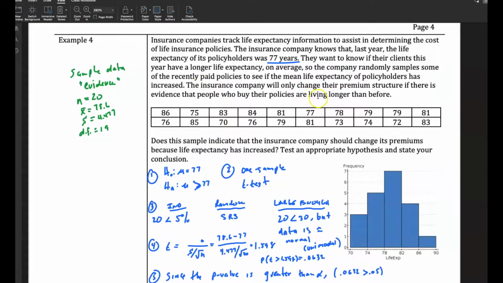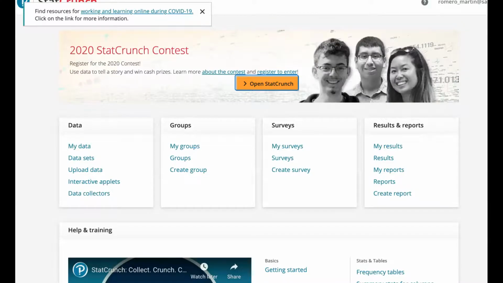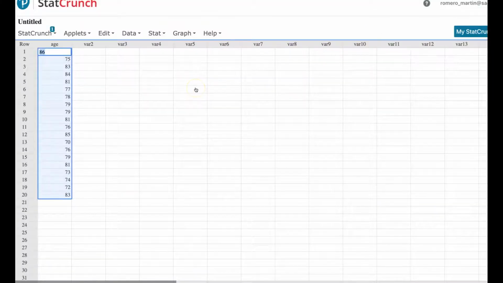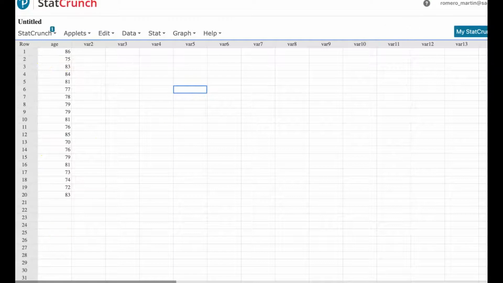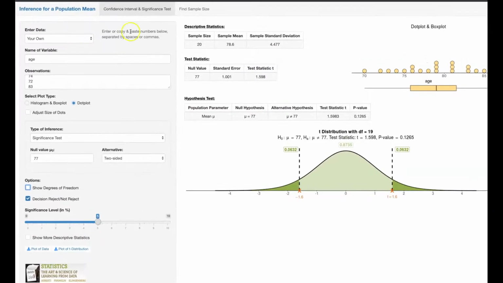And maybe they have to update their fees. The data is here, and since we're given data, you would put it into StatCrunch. After you open it up, you'd put the data in. Or if you are in the Art of Stat, you're going to go to inference for a population mean, and then you enter the data in.